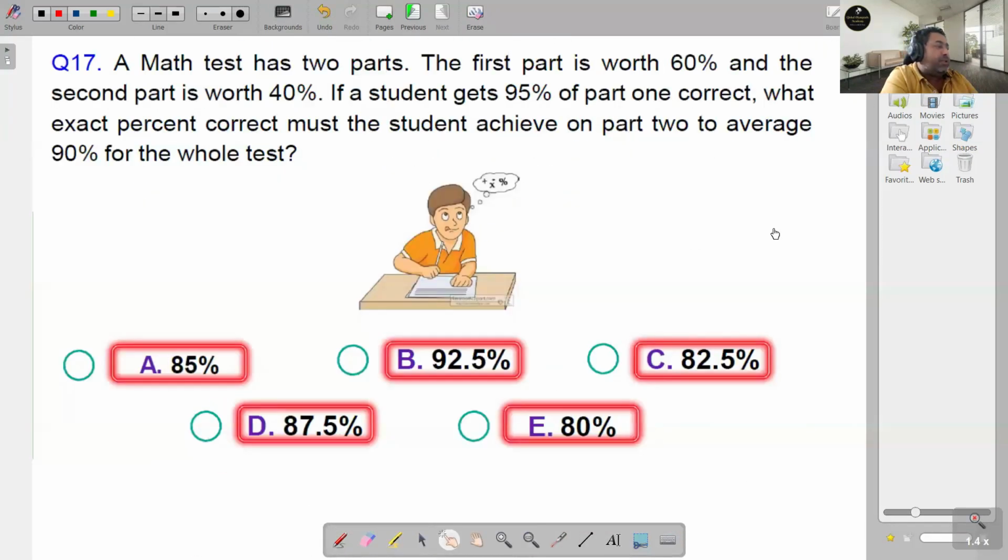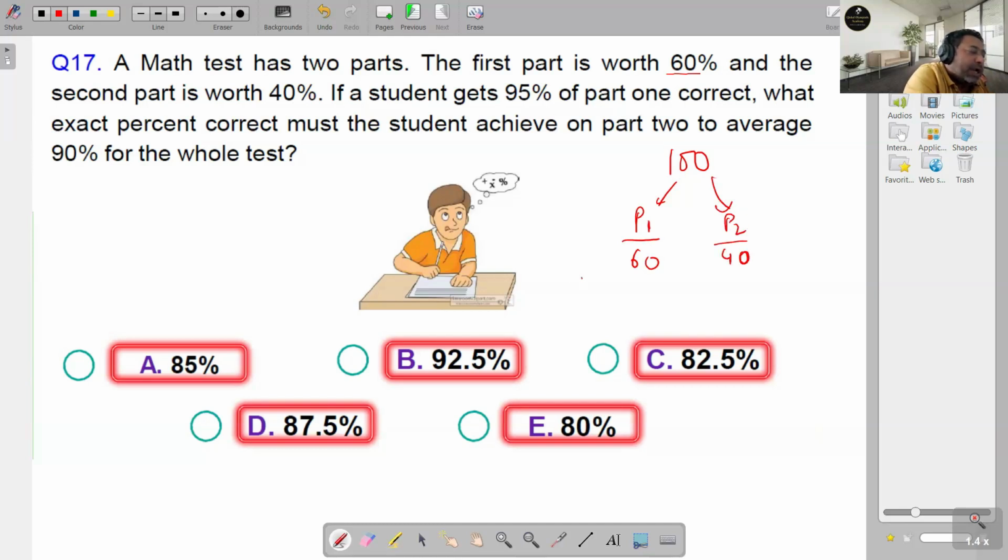Question 17. A math test has 2 parts. The first part is worth 60% and the second part is worth 40%. If a student gets 95% of part 1 correct, what exact percent correct must the student achieve on part 2 to average 90% of the whole test? All right. So let's understand this question. There's a test. Let's say the test is for 100 marks. Now there's a part 1 which is for 60 marks, and there's a part 2 which is for 40%. So it is 40 marks.